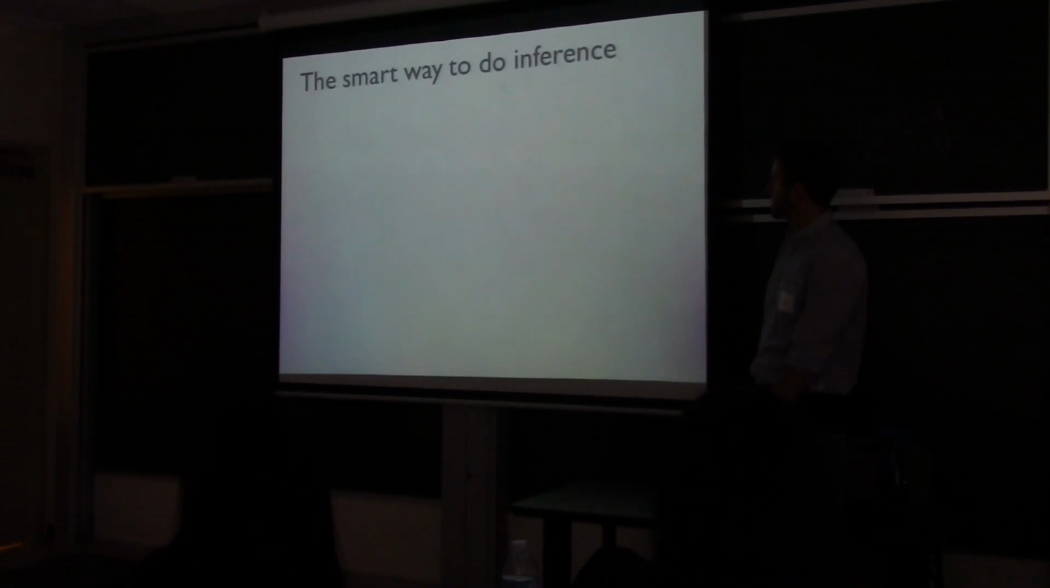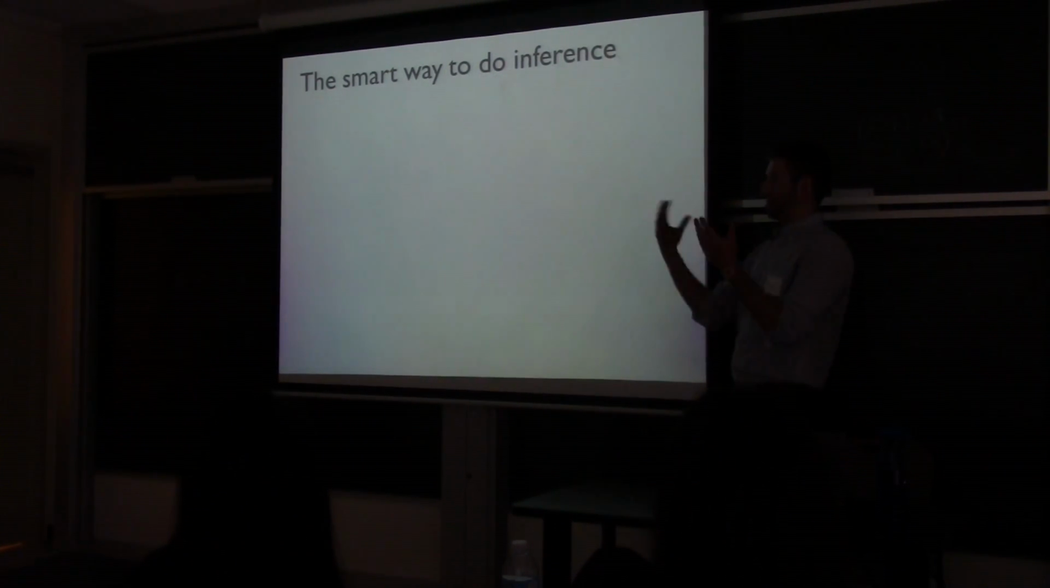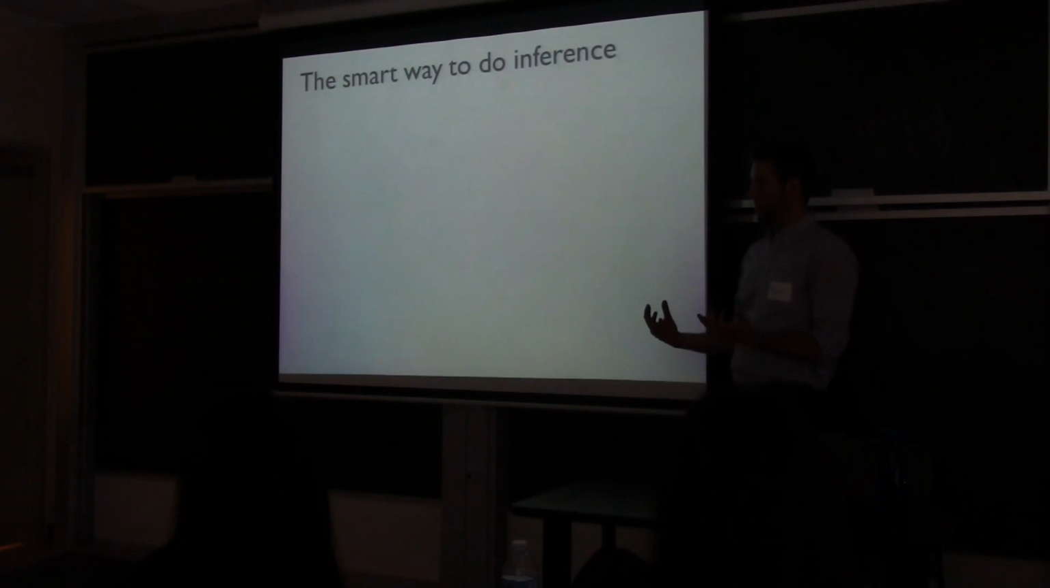So now let's formalize the smart way to do inference. Inference is just generally trying to figure out, based on incomplete information, what the best guess of the scenario is. But you can do that very poorly, or you can do that very well.